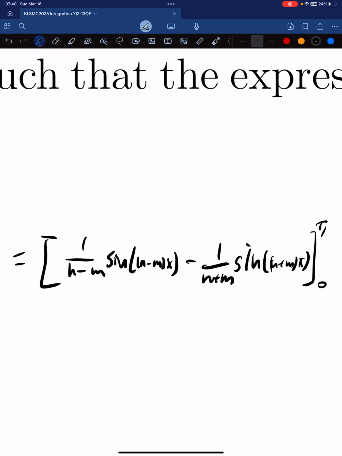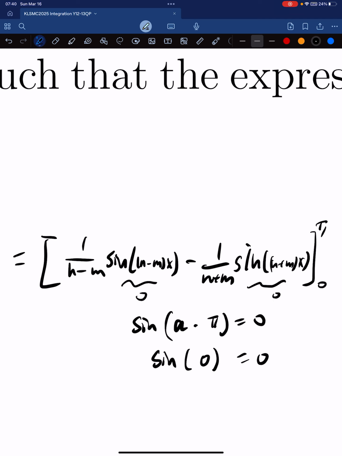Okay? We know that an integer, let's say an integer a times pi, is definitely going to give sine of it equal to 0. So when substituting our values x equals pi or x equals 0, these terms will always give us 0, right? It will always give us 0. But there's a technical point here.